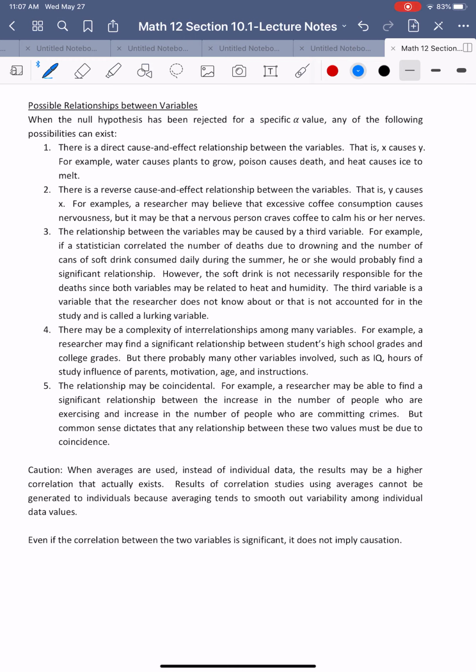So, caution. When averages are used instead of individual data, the result may be a higher correlation than actually exists. Results of a correlation study using averages cannot be generalized to individuals because averaging tends to smooth out the variability among the individual data values. So even if the correlation between two variables is significant, it does not imply causation. Okay, so that'll be all for this section. Thank you for listening.